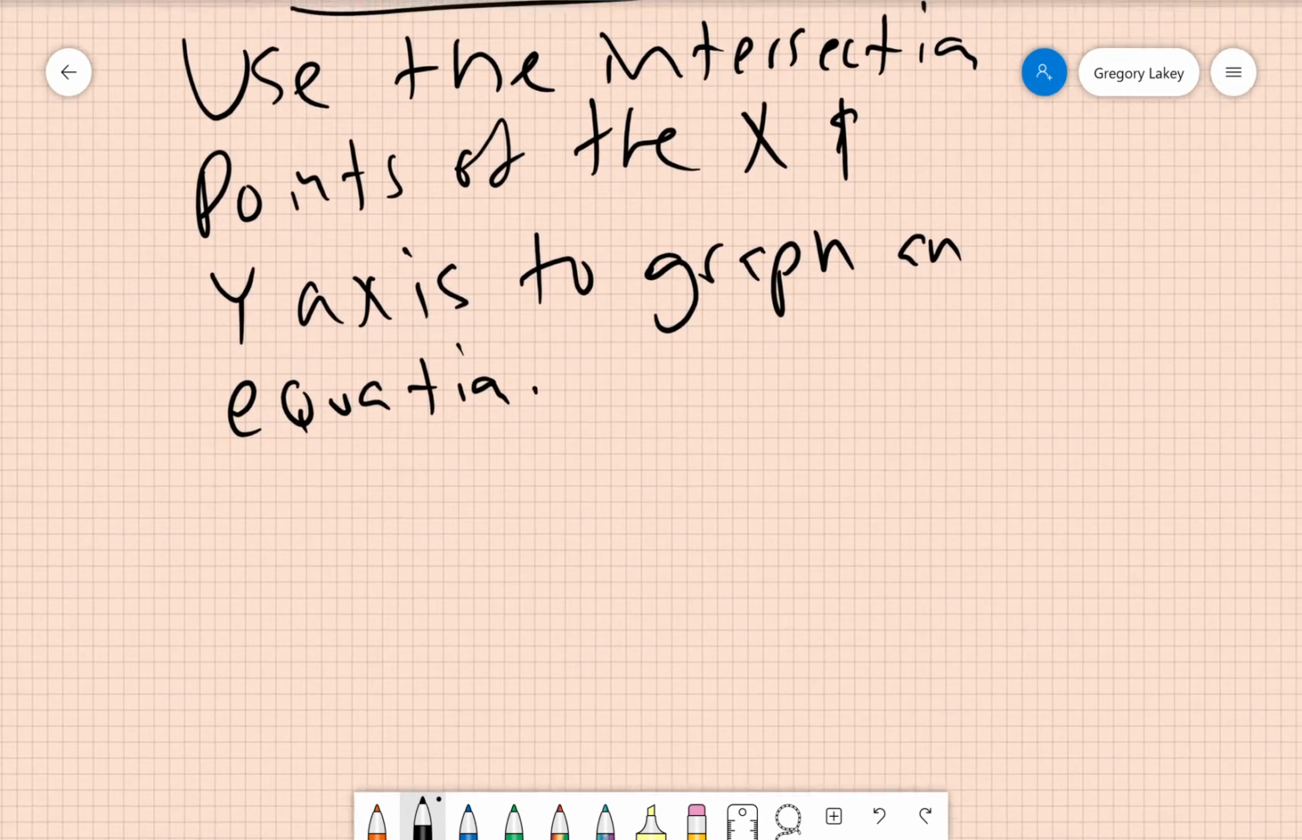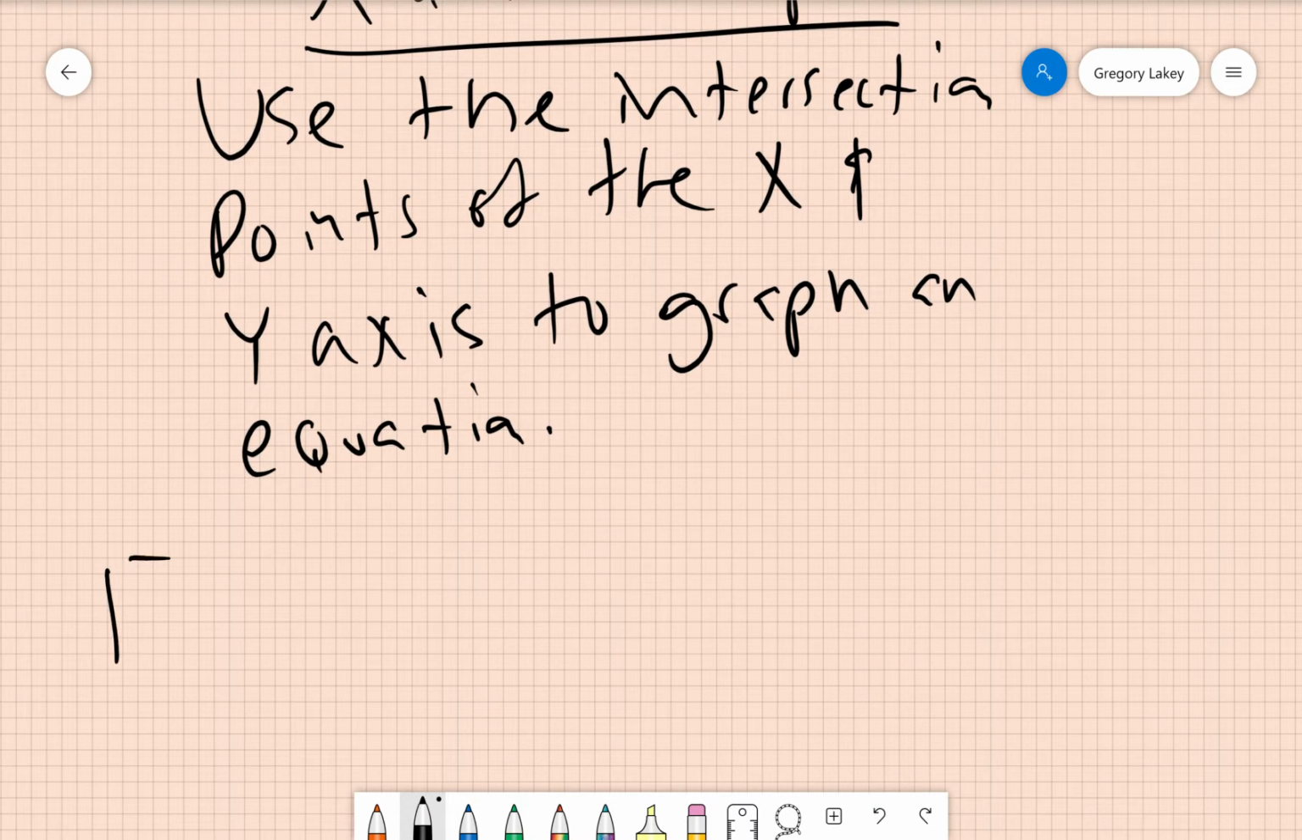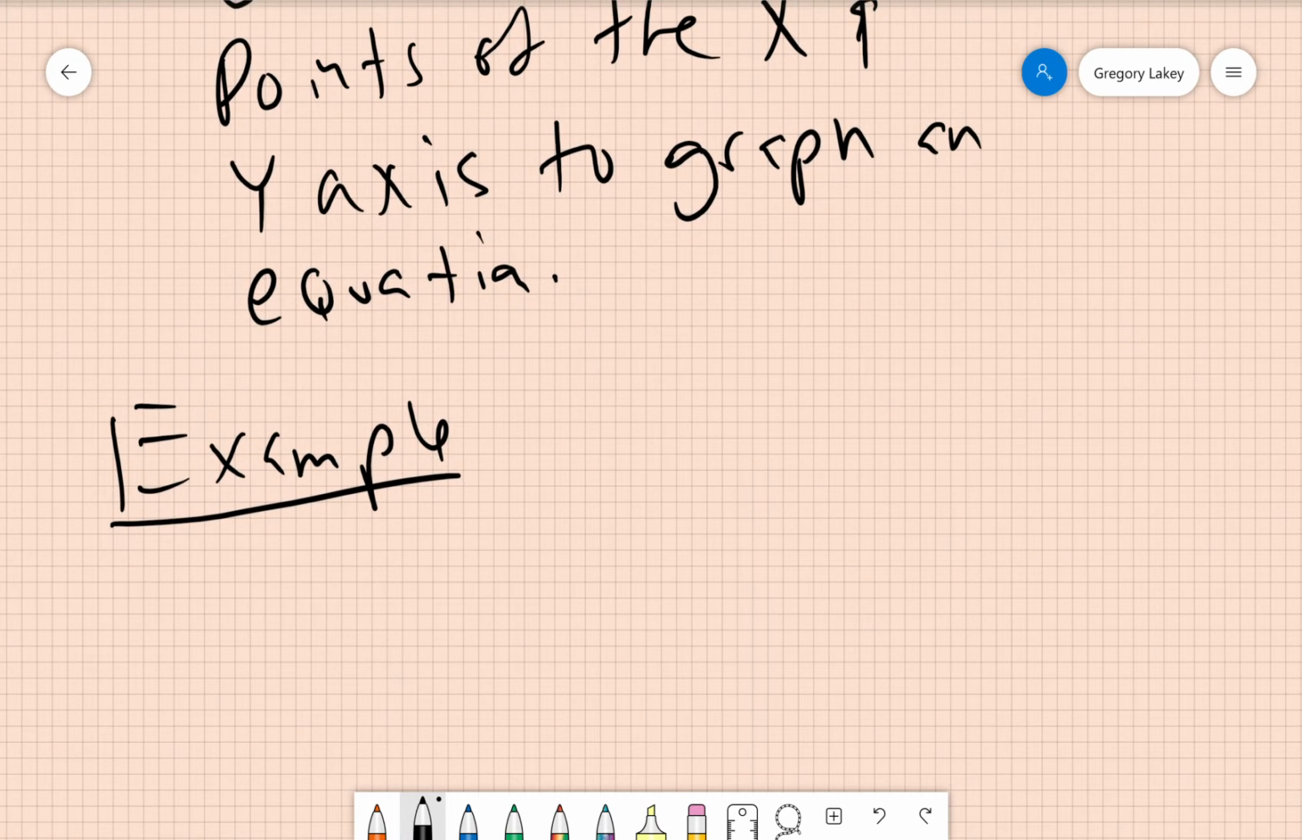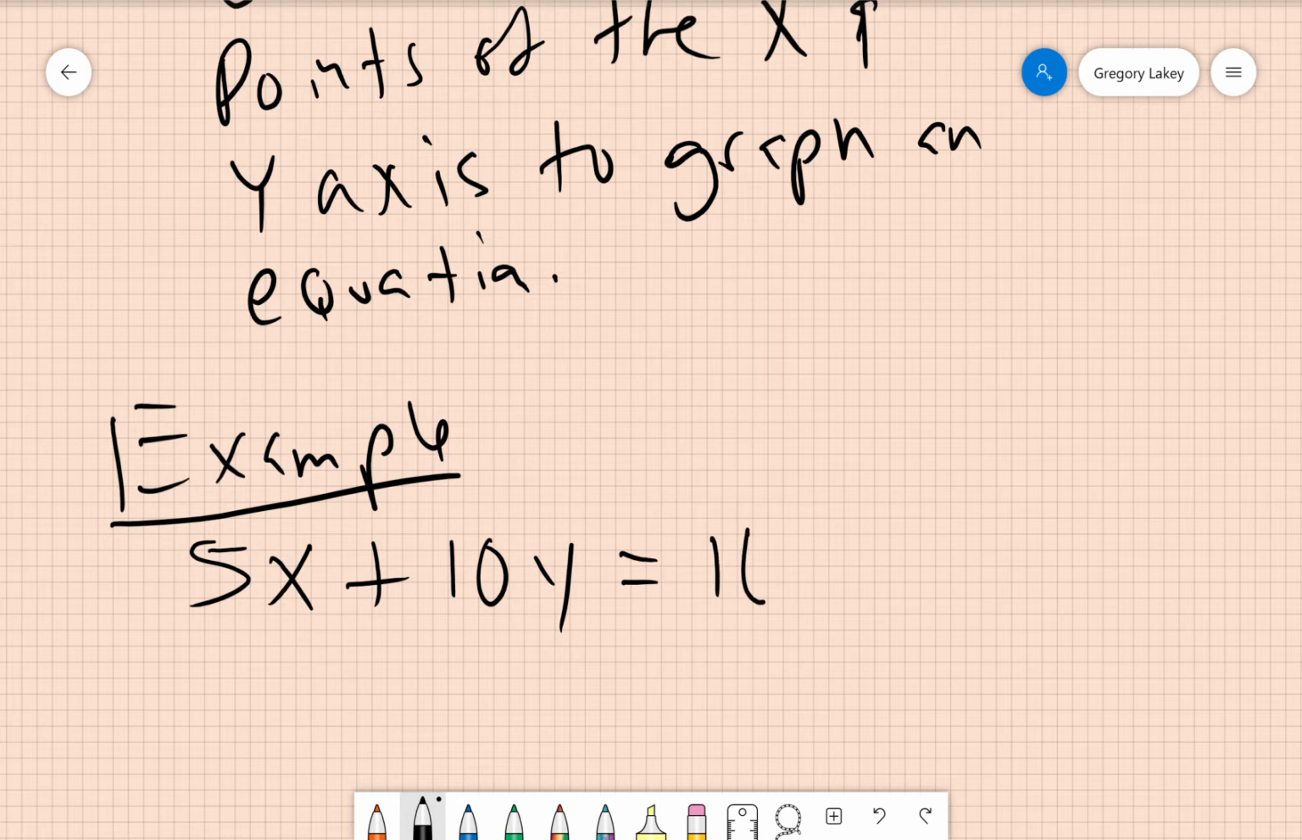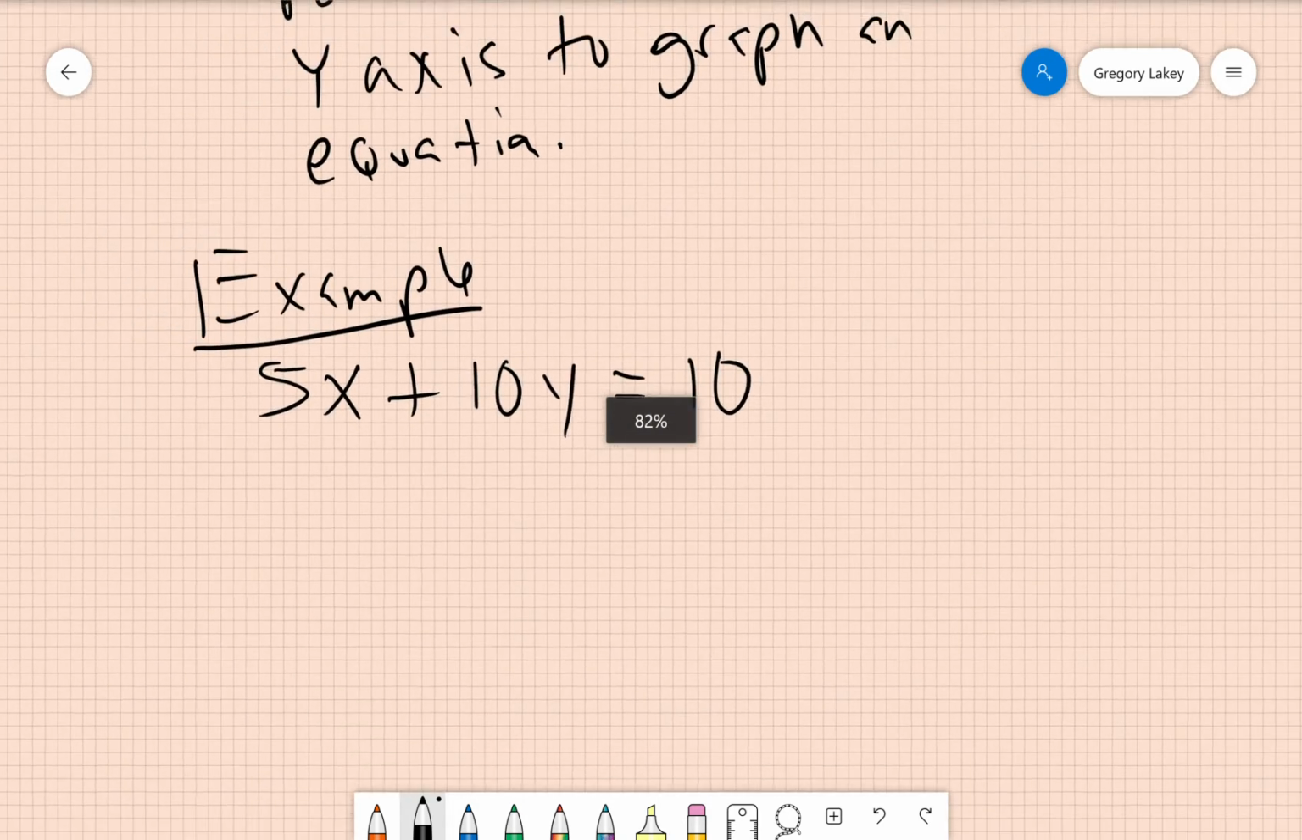Now we're going to have an example of, let's say here, I don't know, let's go 5x plus 10y equals 10. That's fine. Let's get as an example there. So we're going to graph this equation, but only using X and Y intercepts.